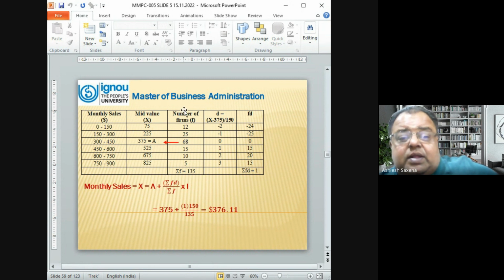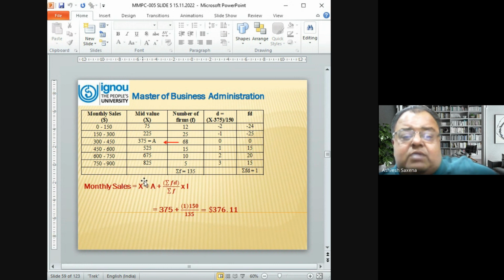Now, there are 6 observations. Either you can take the third one or the fourth one. The answer is not going to change. I've taken the third one, assume it as A, and straight away in front of it, because you have to calculate D. D is x minus 375 divided by 150. You don't have to do the calculation again and again. Whichever row you have assumed, straight away write 0. Above it, minus 1, minus 2, and below this, 0, 1, 2, 3. Multiply FD. We will get this number.